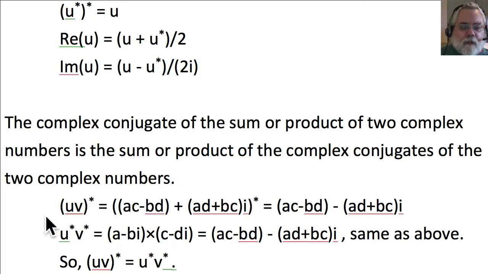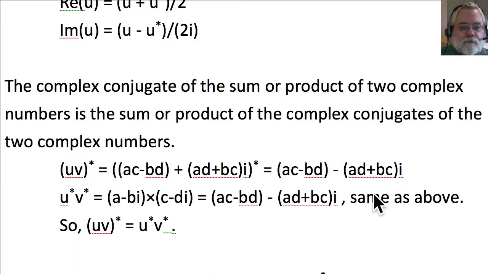We'll look at the example of a product. The conjugate of u times v is, we already know the formula for u times v. It's this: ac minus bd plus (ad plus bc) times i. We take that and we conjugate it. Well, the real part stays the same, ac minus bd, but the imaginary part gets negated, so we get minus (ad plus bc) i.